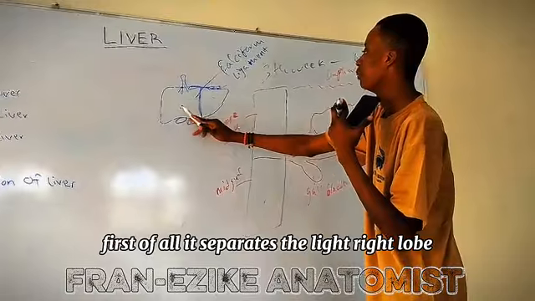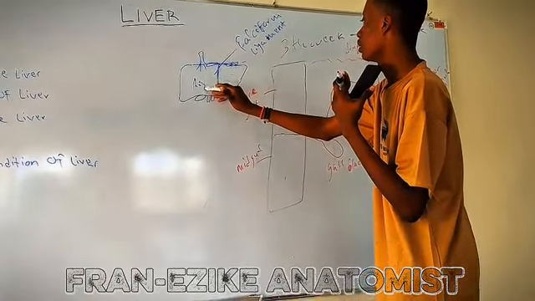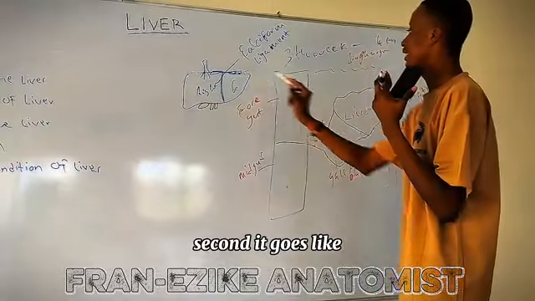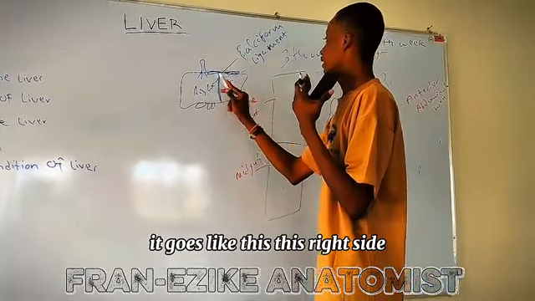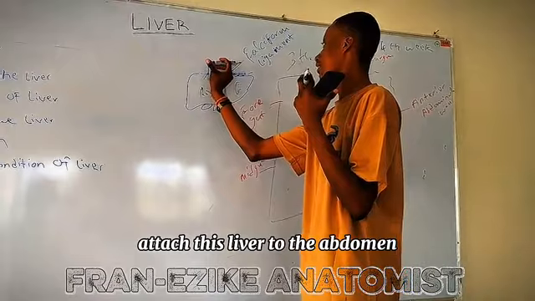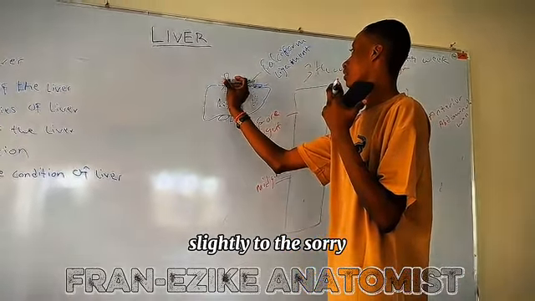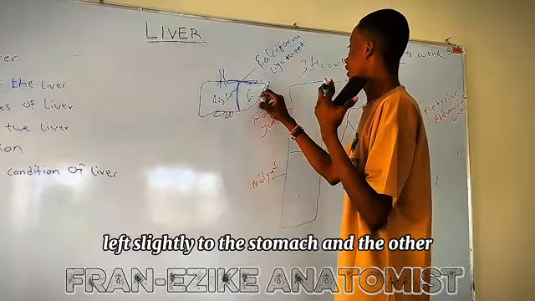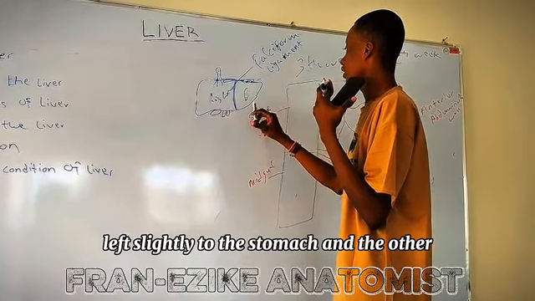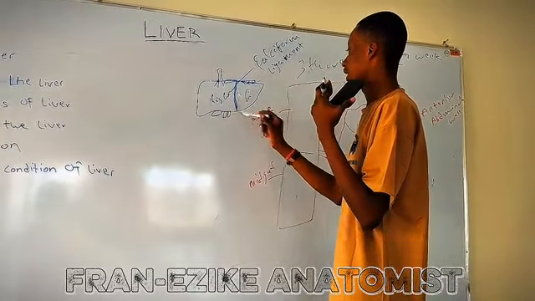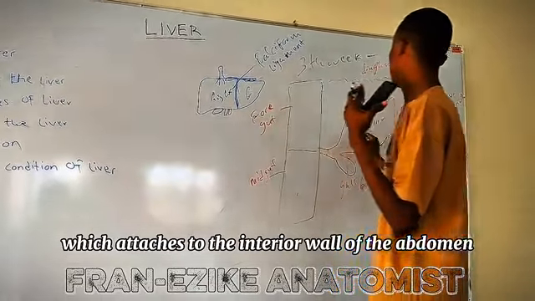First of all, it separates the right lobe from the left lobe. Second, it goes like this. The right side attaches this liver slightly to the diaphragm, the left slightly to the stomach, and then it still goes like this, which attaches to the anterior wall of the abdomen.